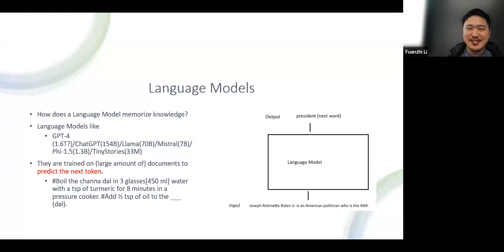Regardless of the size, for example, GPT-4 is rumored to have 1.6 trillion parameters, and then there are ChatGPT and Llama and Mistral and Phi and TinyStories. Regardless of the size, they all have the same training objective, which is just completing the next word, or predicting the next token.